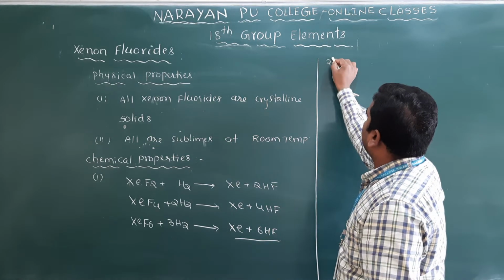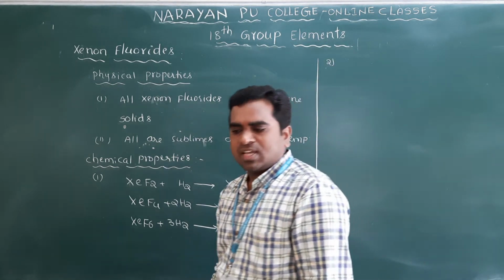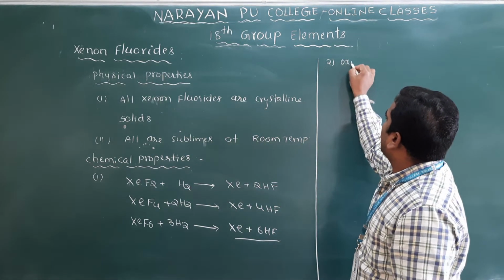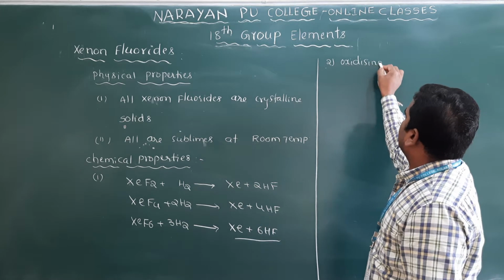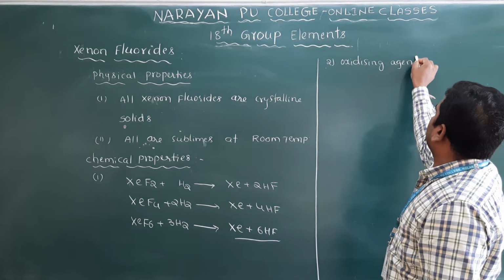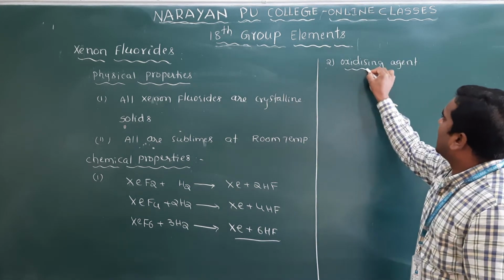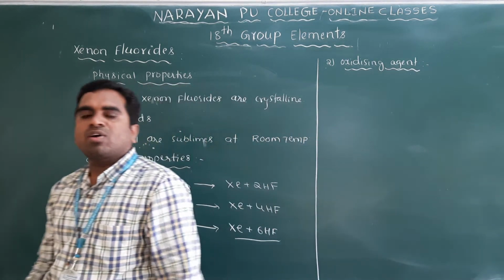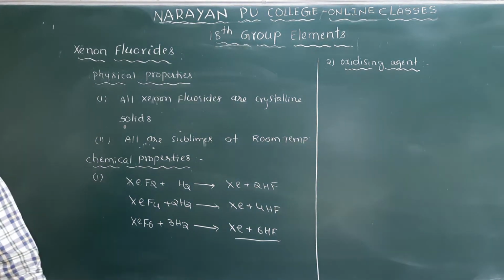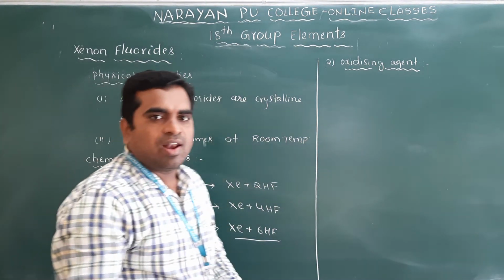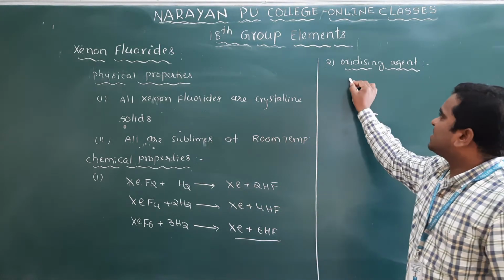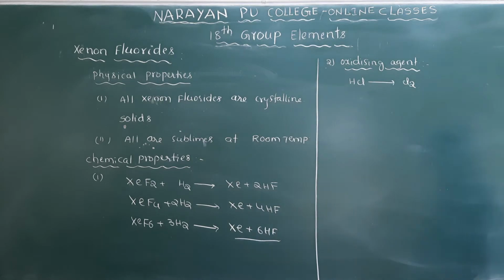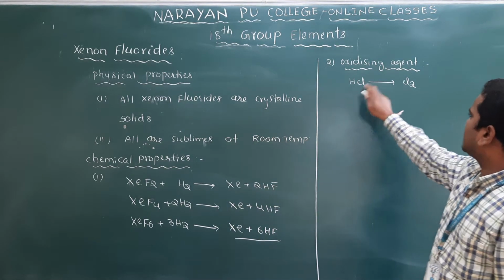And the second property here is they act as powerful oxidizing agents. Clear? So the second property is oxidizing agent. You can write oxidizing agent or oxidizing property. So they act as oxidizing agents. Oxidizing agents means it will oxidize mainly HCl to chlorine. Any oxidizing agent oxidizes HCl to what? Chlorine.